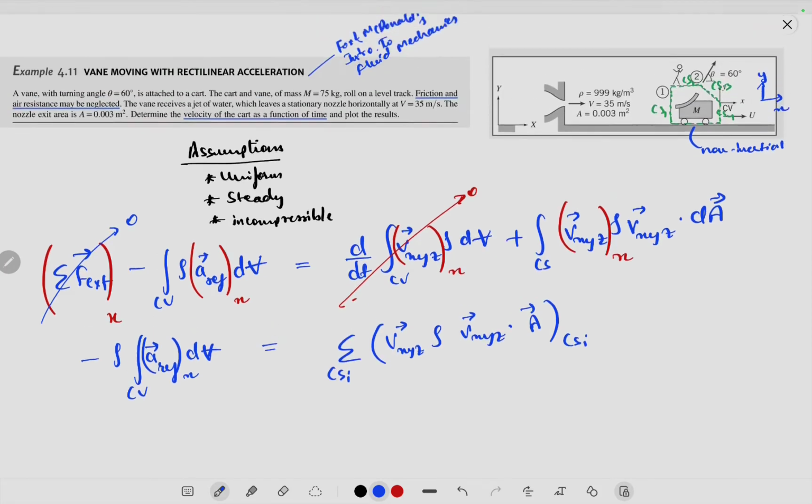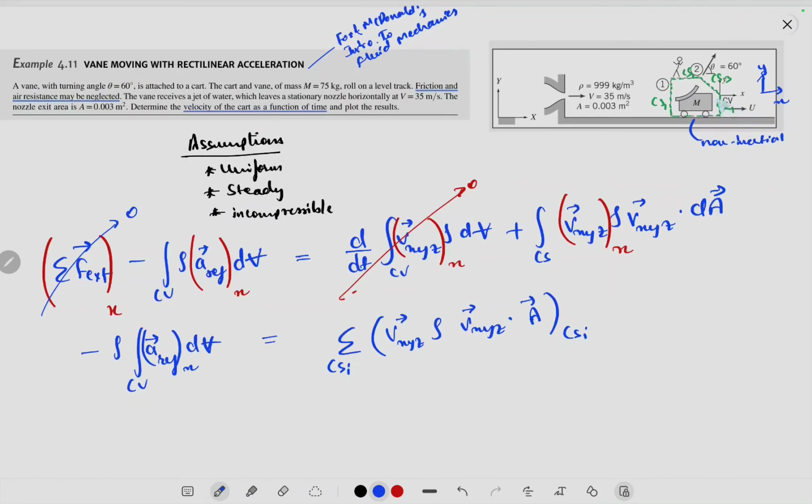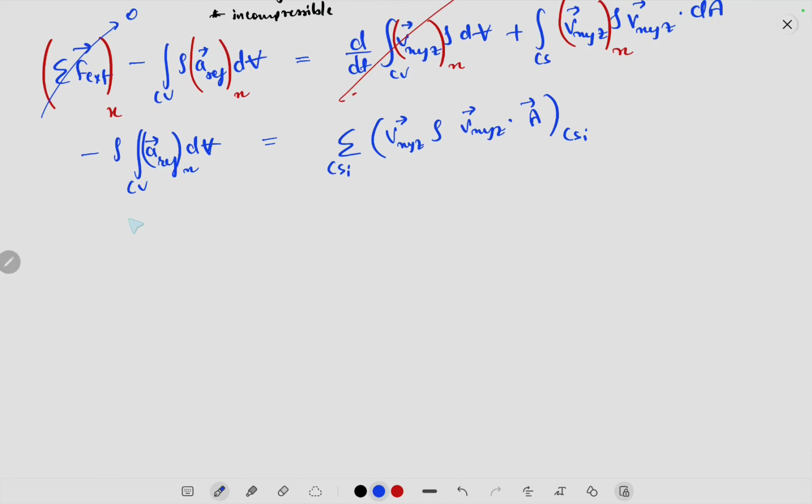Now given that the control system is moving with velocity u vector, this control volume will also be moving with velocity u vector, then the acceleration of this control volume with respect to ground will simply be du by dt. Okay, so then I can write A reference x as du by dt, integral over dv.